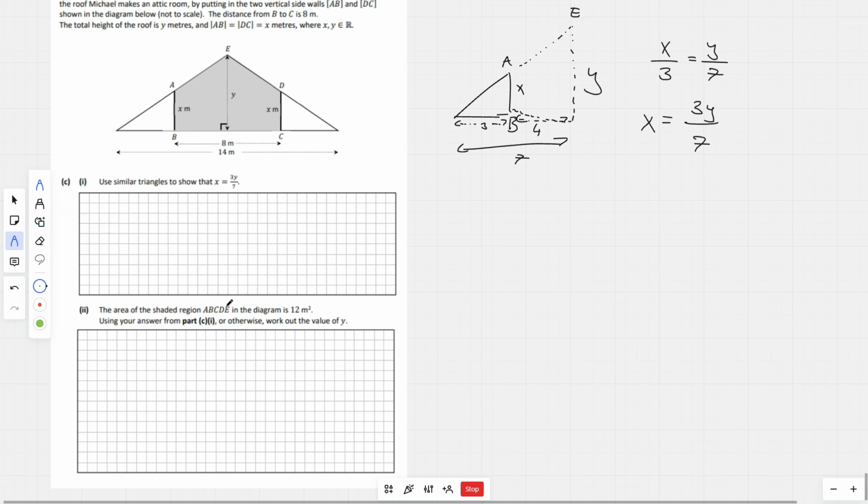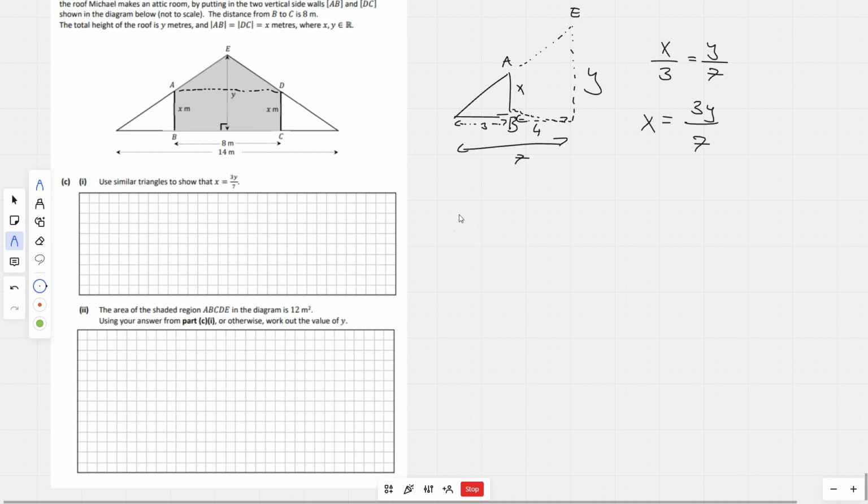The area of the shaded region ABCDE in the diagram is 12 meters squared. Using your answer from part C, part 1, or otherwise work out the value of y. So looking at this one, the easiest thing to do seems to be getting the area of this rectangle here and then getting the area of the triangle up top later. So first, let's focus on the rectangle.